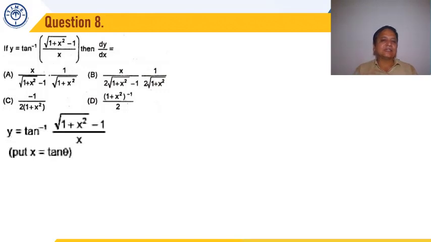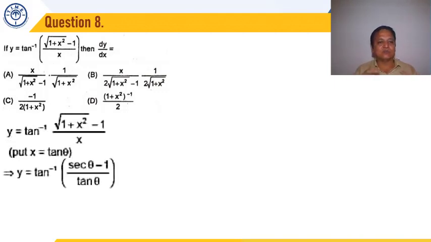Put x equal to tan theta. So 1 plus tan square theta is sec square theta, and the square root of sec square theta gives us sec theta. So we put x equal to tan theta in the expression, and we get y is equal to tan inverse of (sec theta minus 1) upon tan theta.